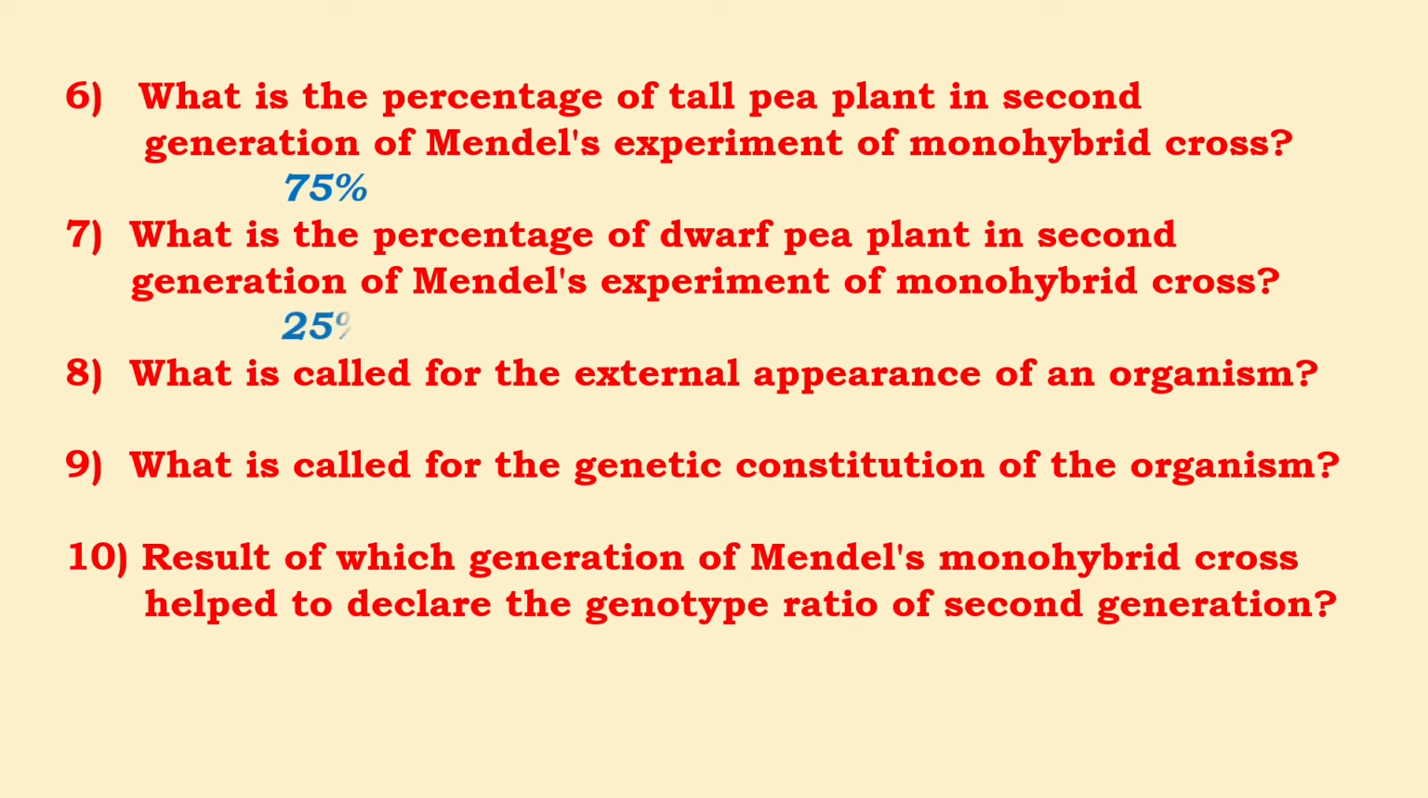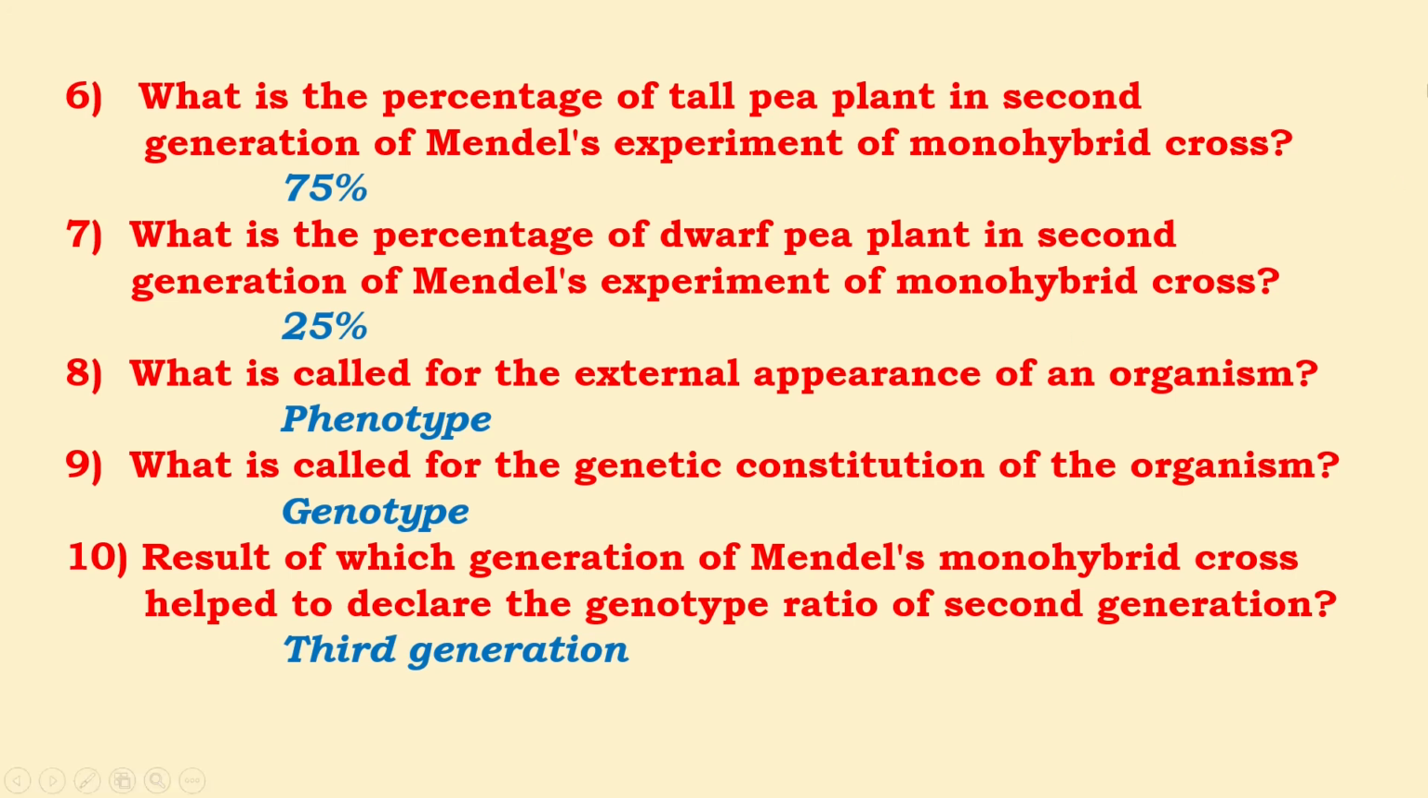What is called for the external appearance of an organism? The external appearance of an organism is called phenotype. And what is called for the genetic constitution of the organism? Genetic constitution or gene complement is called genotype. And the result of which generation of Mendel's monohybrid cross helped to declare the genotype ratio of the second generation? Certainly, looking at the third generation, the genotypic ratio of the second generation can be declared. Okay, these are a few questions which are very important and very basic in heredity.